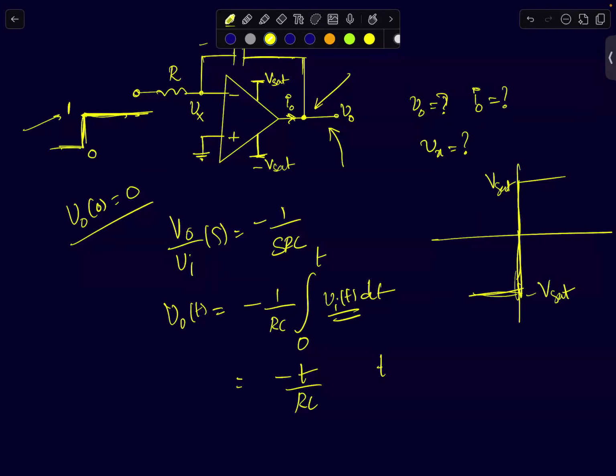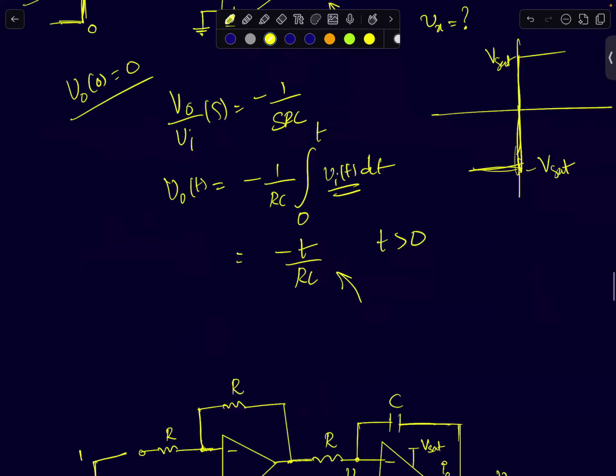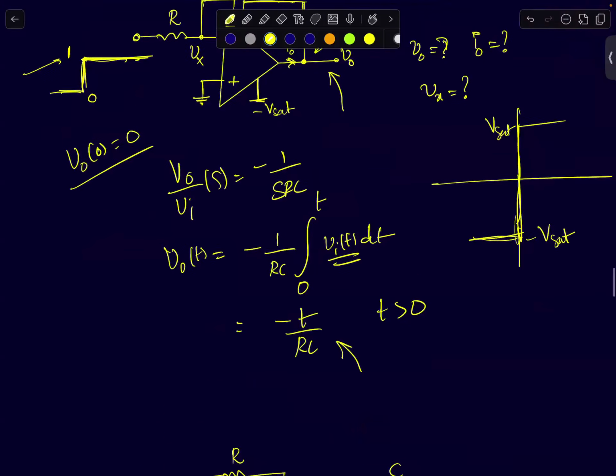So for t greater than 0, I'm going to get an output like this. For t less than 0, it is 0. So how is it going to look? I'm plotting your output starting at t equal to 0. It will be a ramp function. It will keep on being a negative ramp because its output is changing. At what time instance do you think it will reach Vsat?